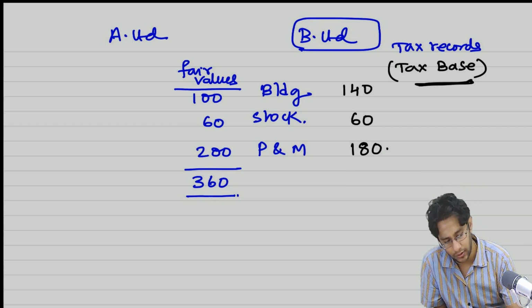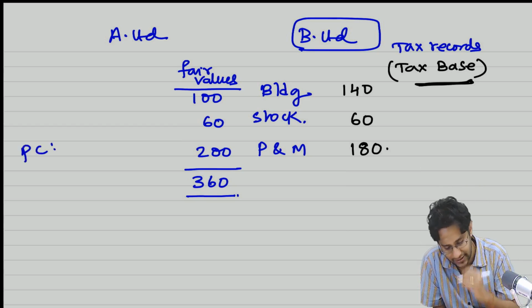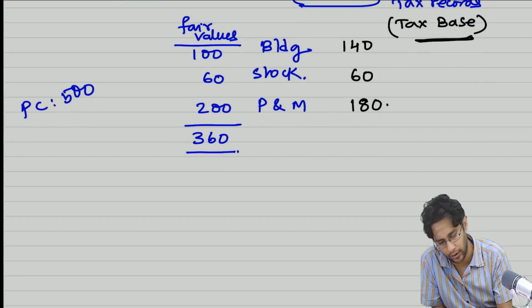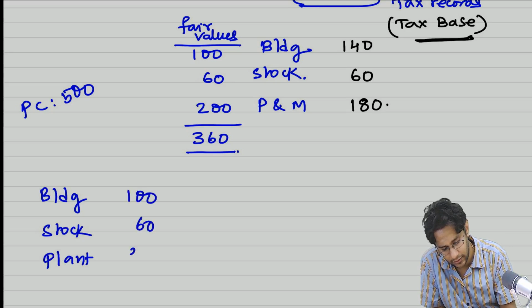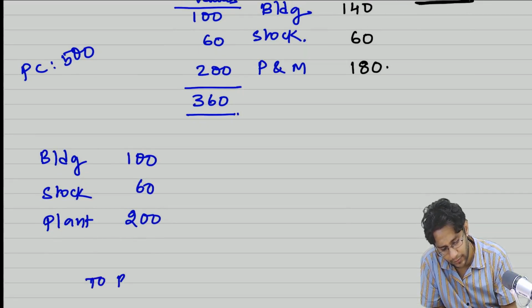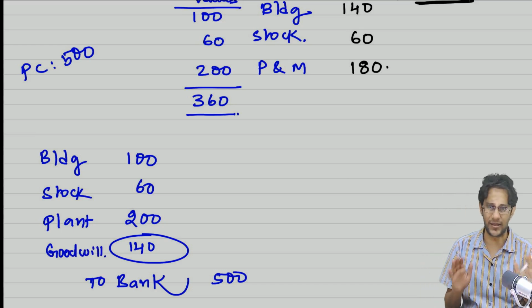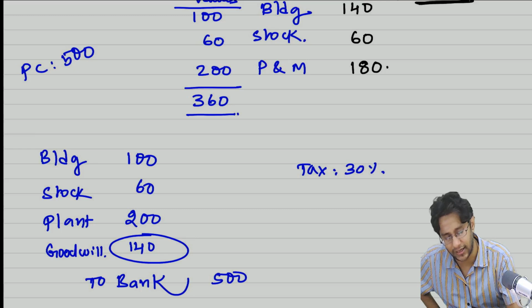Now, from the tax point of view, let's say the purchase consideration paid for this is 500 rupees. So what entry should A Limited record? For a moment, ignore tax and all. A Limited should record an entry like this: building, stock, plant at fair values of 200, 60, 200, totalling 260. For all these put together, I am paying a purchase consideration of 500. So the entry is not tallying. I paid extra consideration of 140. This 140 will be identified as goodwill. Plain sums, this is not wrong. Okay. But what if the question tells you that there is a tax rate of 30%?